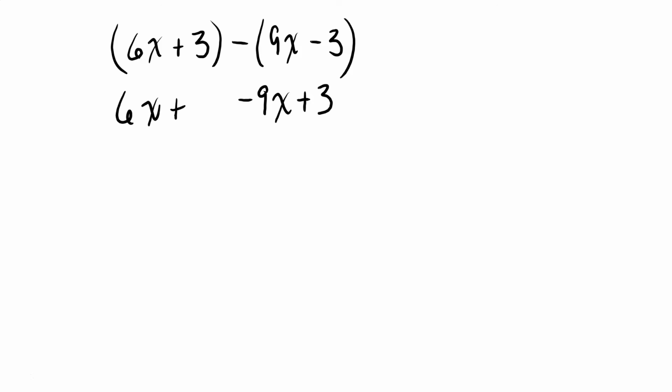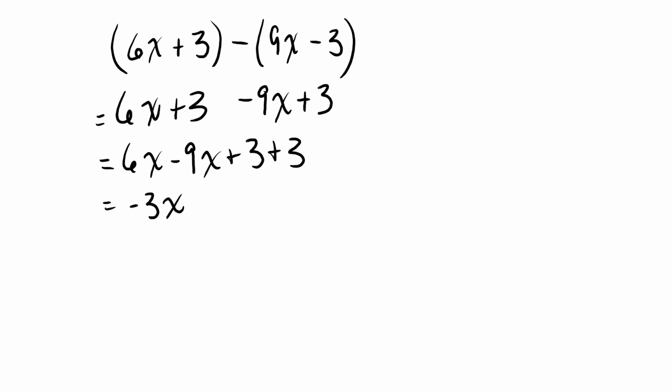So now we've got 6x plus 3, and we're going to go ahead and collect the like terms. 6x minus 9x plus 3 plus another 3. 6 minus 9 is negative 3x, and of course 3 plus 3 is 6.